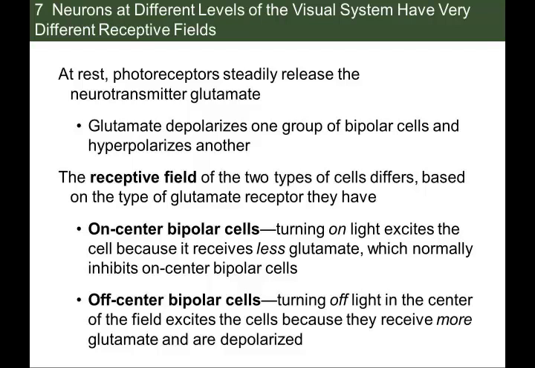Where do things fall apart for you? And probably for many people in the class. I think it's the on and off that are confusing me. So for the off-center, it releases less glutamate because the light is shining on it. Yes. It wants to be turned off, so it will release more in the dark. Yes, that's why it's called off-center. Think of off-center as off light and turned on. Think of on-center as on light and turned on. Okay.